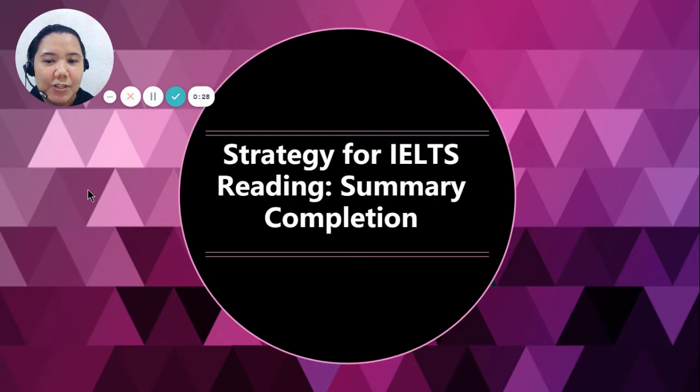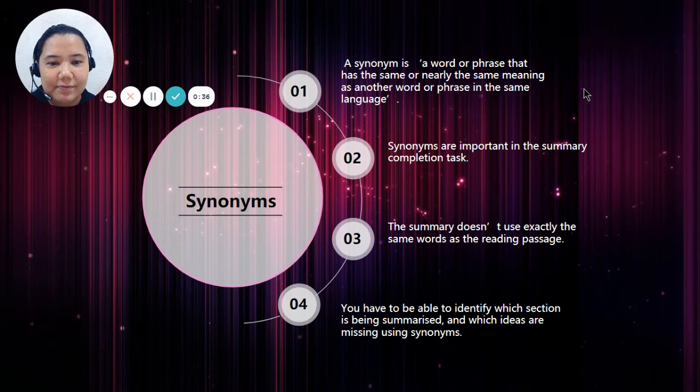All right, so before we start on how to complete this type of task, we need to consider a key idea. So we have here synonyms. A synonym is a word or phrase that has the same or nearly the same meaning as another word or phrase in the same language. Synonyms are important in the summary completion task because the summary doesn't use exactly the same words as the reading passage, so you have to be able to identify which section is being summarized and which ideas are missing using synonyms. So here's the step-by-step guide to completing the summary task.